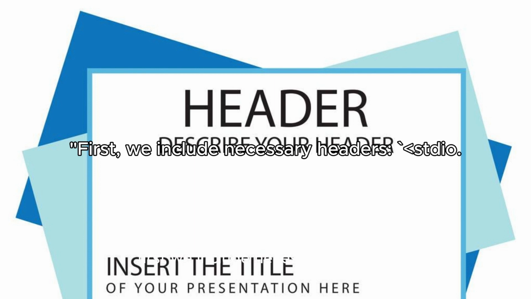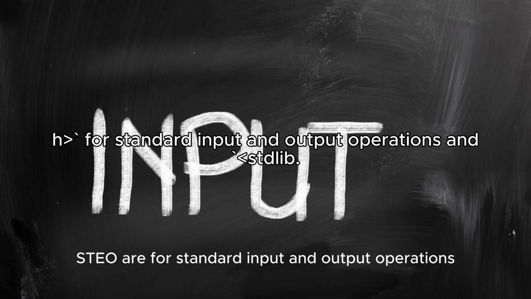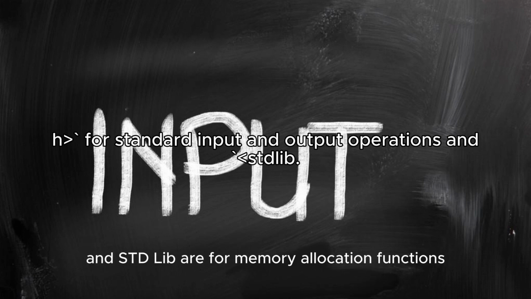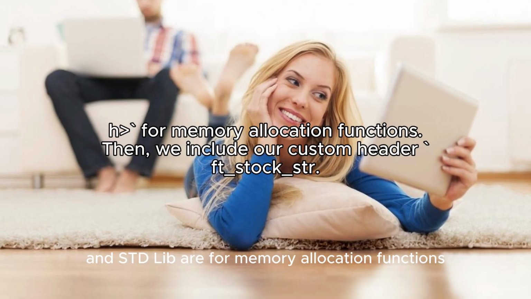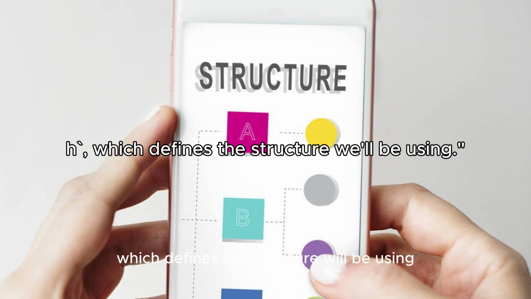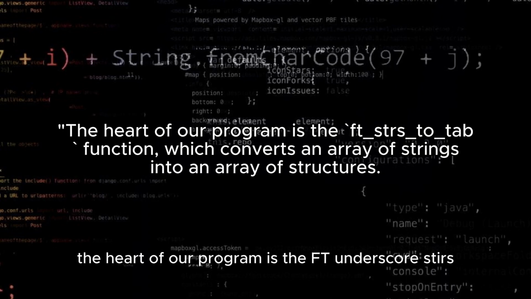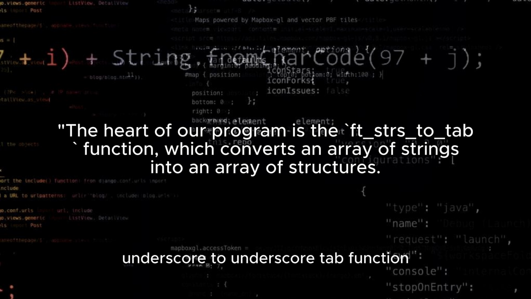First, we include necessary headers, stdio.h for standard input and output operations, and stdlib.h for memory allocation functions. Then, we include our custom header ft_stock_str.h, which defines the structure we'll be using. The heart of our program is the ft_strs_to_tab function, which converts an array of strings into an array of structures.